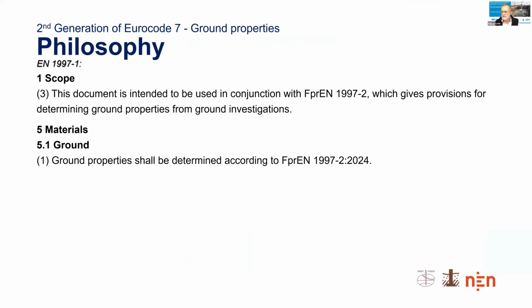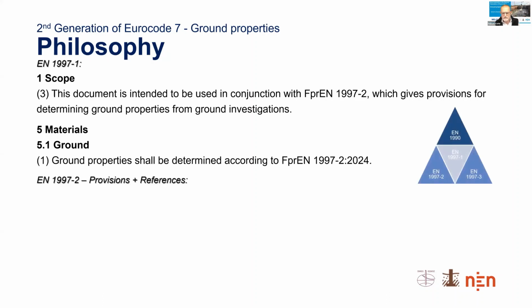FprEN 1997-2 is just the preliminary version, but it will be EN 1997 Part 2, which gives provisions for determining ground properties from ground investigations. And regarding material, it says that ground properties shall be determined according to Eurocode 7 Part 2. But if we go into Eurocode 7 Part 2, it says the provisions and the references are there. As you can see on the right side, there is the pyramid.